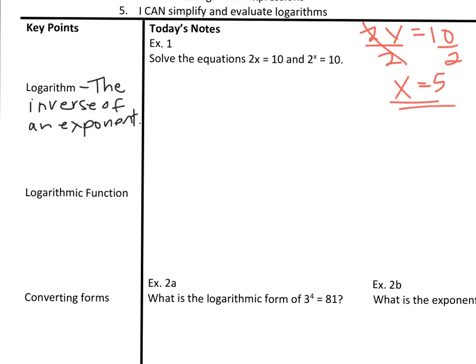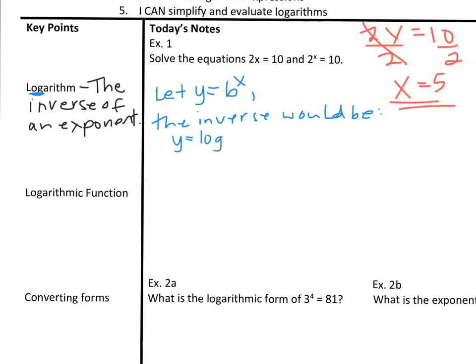For example, if we say let y equal b to the x power, then the inverse would be, and what we actually do is we take the 3 letters in front of logarithm as a prefix. We call it log. The inverse would be y equals log base b of x. Notice that b is smaller. It's like a subset number or variable. So it's like a lowercase kind of in that situation.